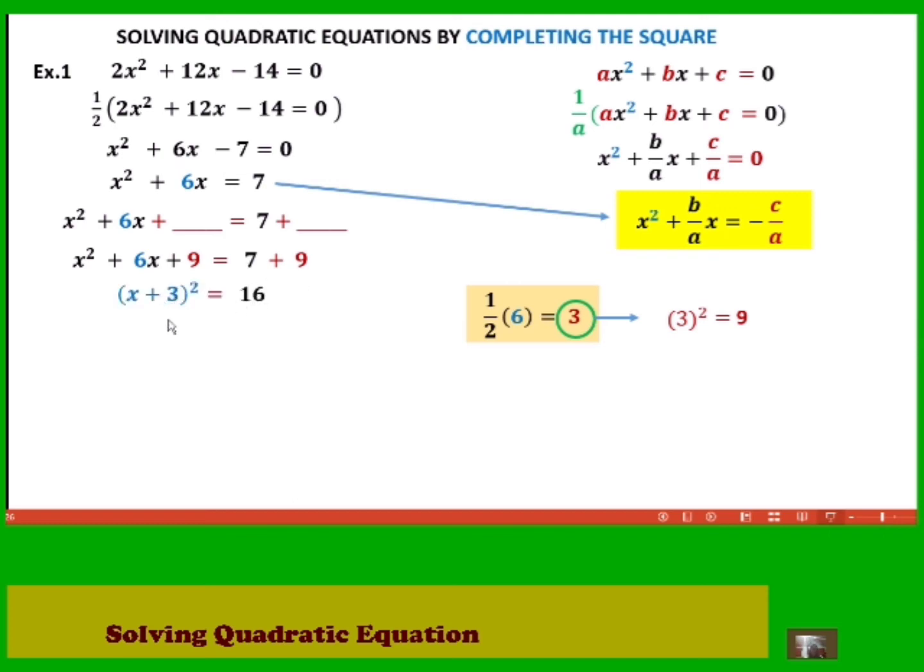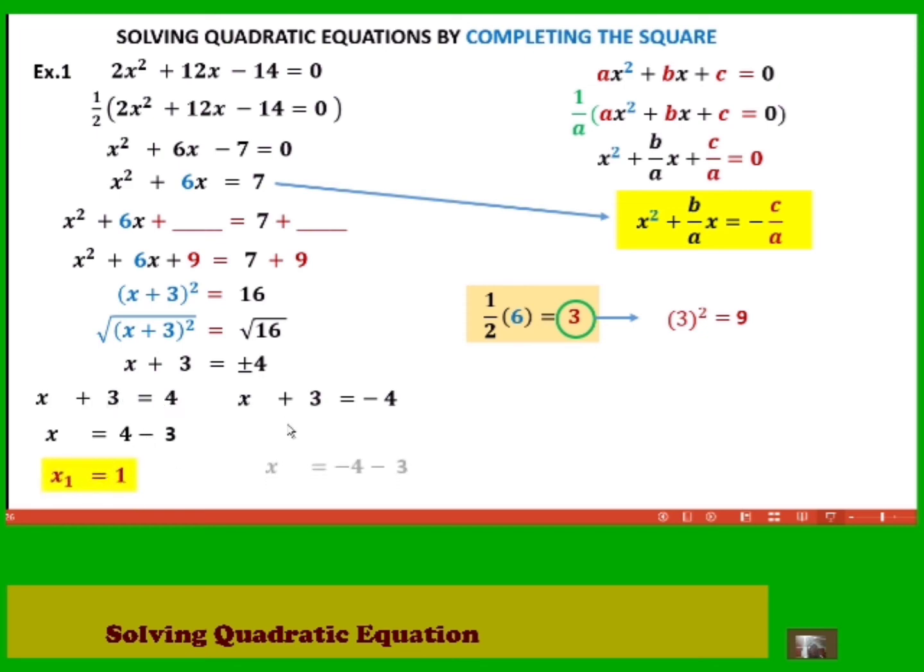After that, extract the square root on both sides of the equation. Square root of x plus 3 squared is x plus 3. Square root of 16 is positive and negative 4. One equation is x plus 3 equals positive 4, and the other equation is x plus 3 equals negative 4. Solve for x in both equations. So x is equal to 4, transfer positive 3 becomes negative. So x is equal to 1. And on the other side, positive 3 becomes negative 3. And combined, the other value of x is negative 7.